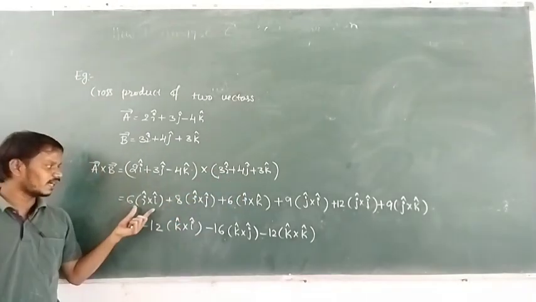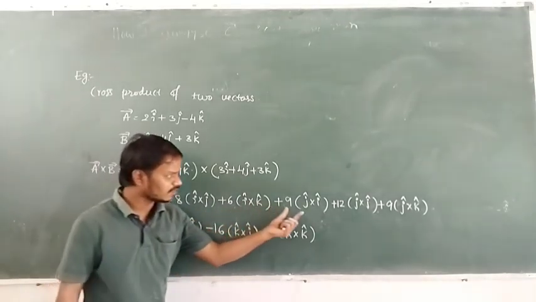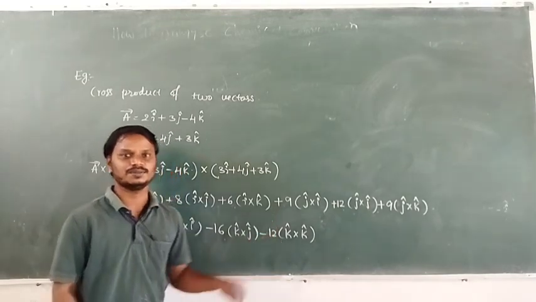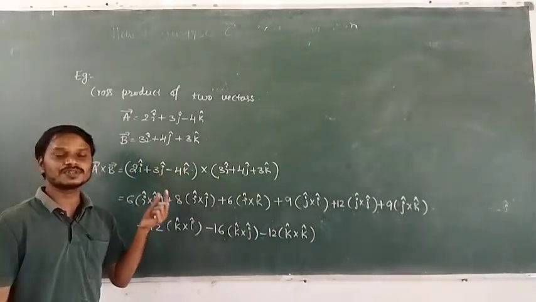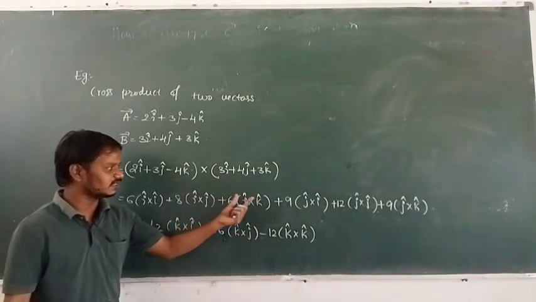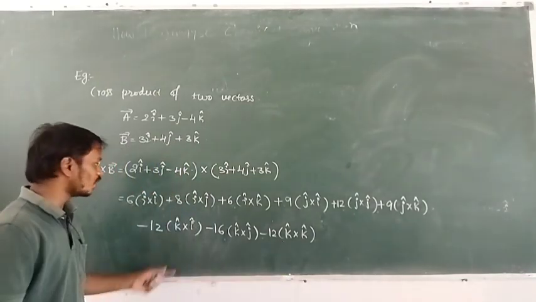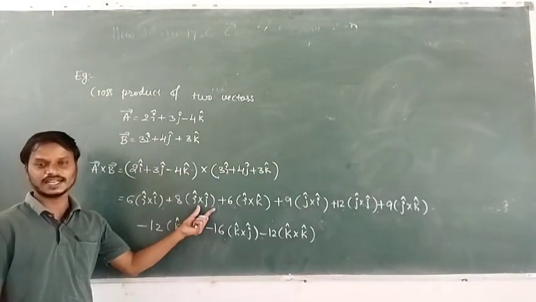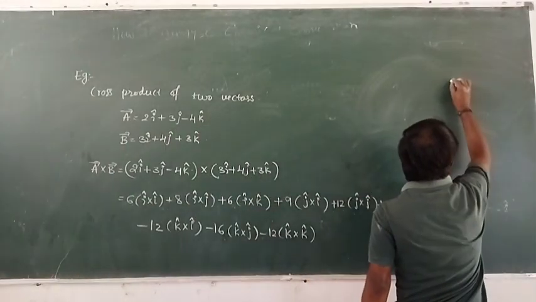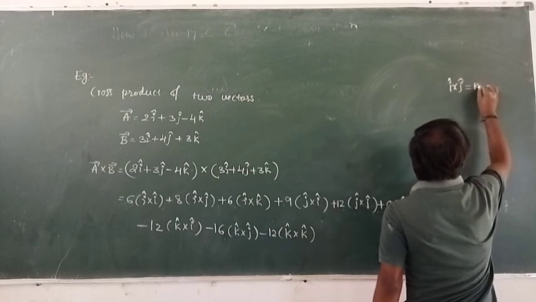Now, what about i cross i? i cross i is 0, and j cross j is also 0, and k cross k is also 0. The cross product of two same unit vectors is 0. Then what about i cross j? i cross j is nothing but k. Already I said, on the table, one chart. i cross j can be taken as k.